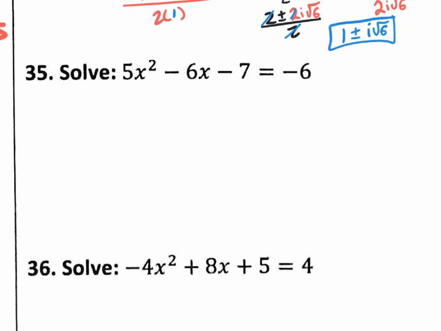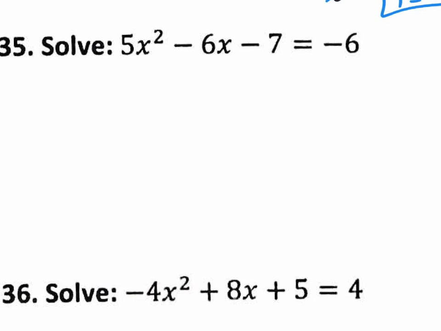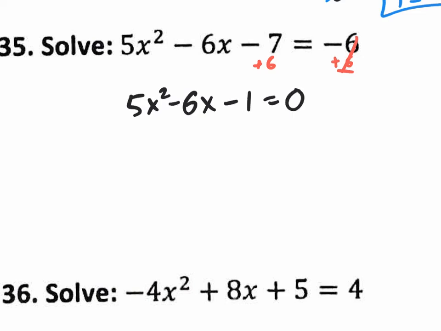Let's try 35. Again, you want to make it a standard form quadratic trinomial first, set equal to 0. So add 6 to both sides. You'll have 5x squared minus 6x minus 1 equals 0. And you cannot factor it. What times what is negative 1 that if you add together is negative 6? You can't factor it. So again, you're going to have to rely on the quadratic formula.